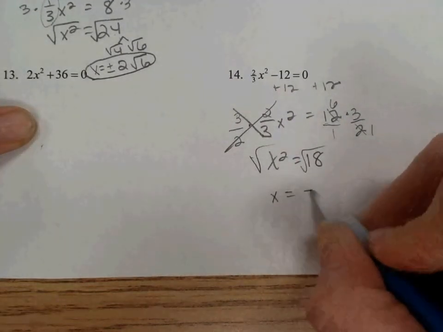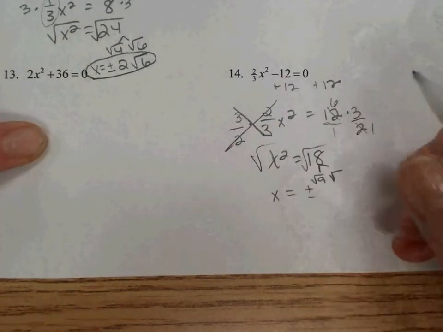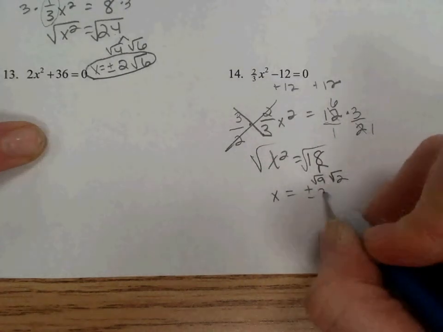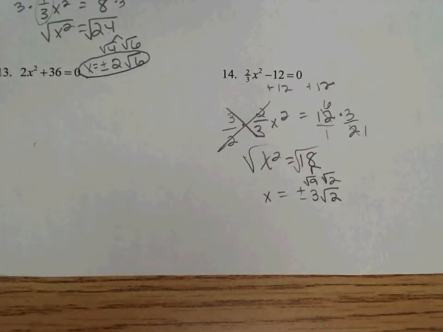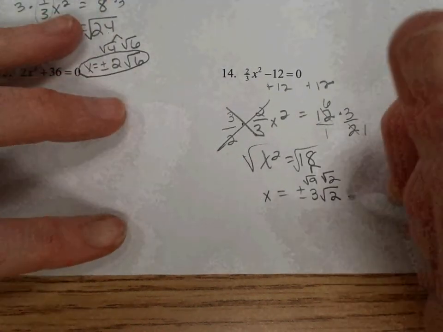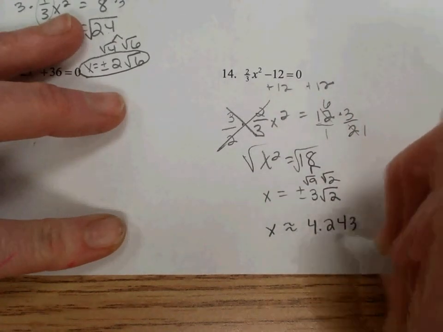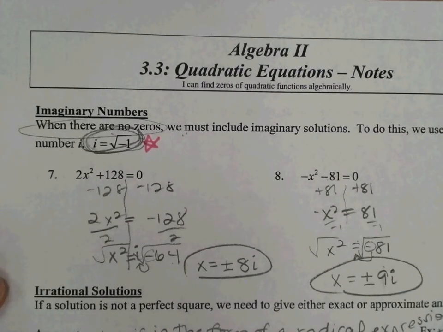Square root both sides, we get x equals plus or minus. I know 18 has a perfect square factor of 9, so it's going to be radical 9 radical 2, which simplifies to 3 radical 2. And then again, we could write the approximated answer. Square root of 18 is 4.2426, so x is approximately 4.243. And so that is our lesson on 3.3 quadratic equations.